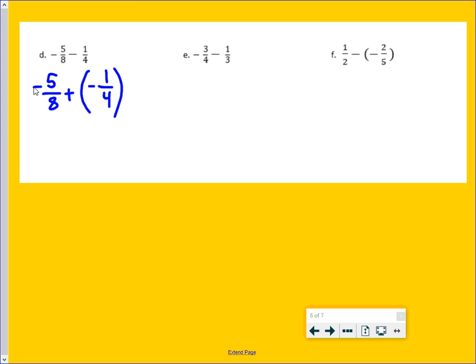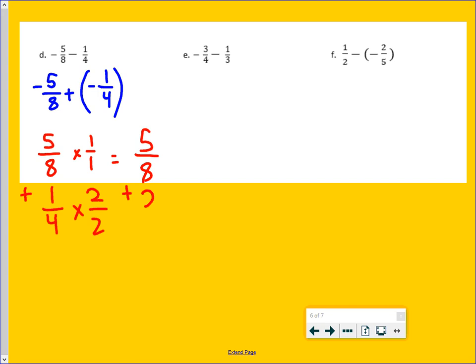So 5/8 plus 1/4. The common denominator is going to be 8. So we have 5/8 plus 2/8. Add the numerators, we get 7. And once again, we're going to put the negative from the beginning. So my answer is going to be negative 7/8.